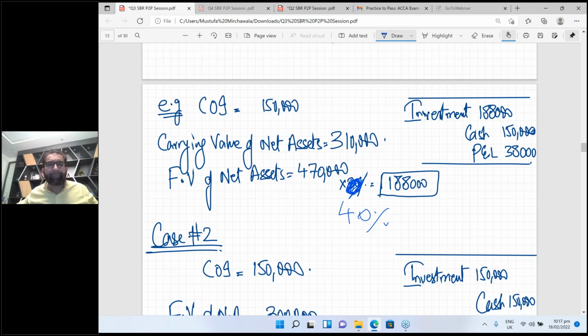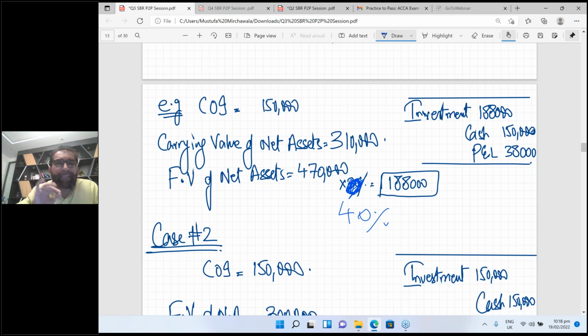I repeat, simple consolidation case. You are computing goodwill. Your holding is 100%. Your COI, cost of investment, is 100,000 and the fair value of net assets of the subsidiary is 80,000. So obviously at the bottom line you will get 20,000 goodwill because you are paying more than fair value.